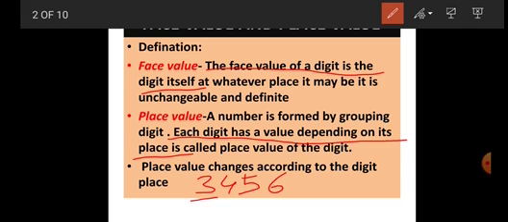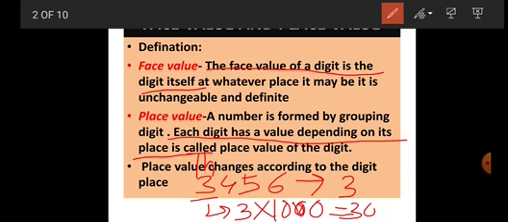What is the face value of 3? The face value of a digit is the digit itself. So, the face value of 3 is 3. What is the place value of 3? Each digit has a value depending on its place. Ones, tens, hundred, thousand. 3 is in the thousand place. The place value of 3 is 3 multiplied by 1000, equal to 3000.